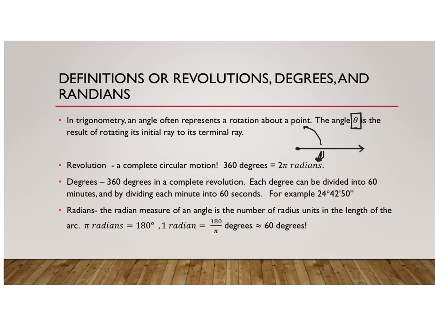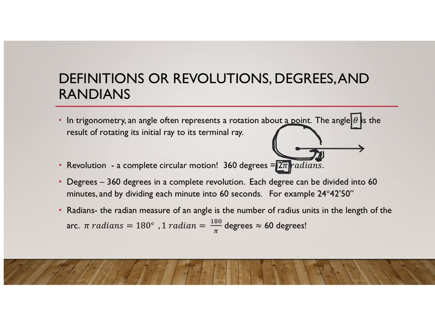The definition of a revolution would be just going all the way around, which would be 360 degrees. And as you're going to find out later in this lesson, that would be equal to 2 pi radians. Pi is about 3.14, so 2 times that, about 6.28 radians, is one complete revolution. So one revolution is 360 degrees. It's also 2 pi radians, approximately 6.28.